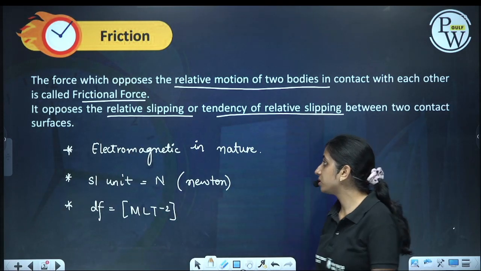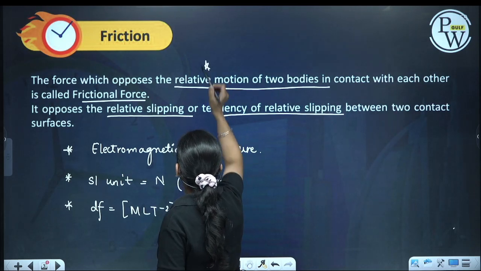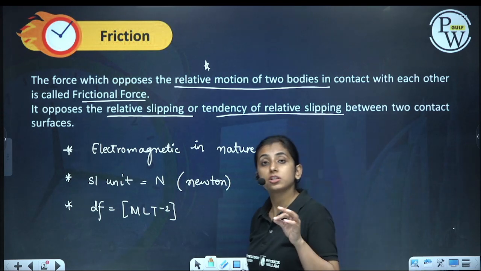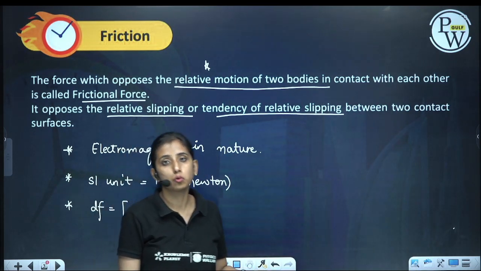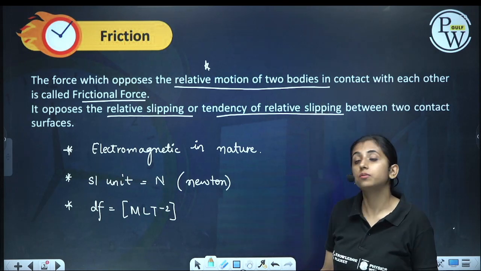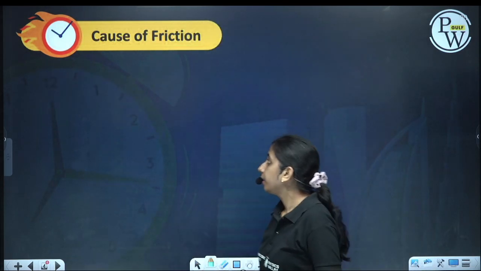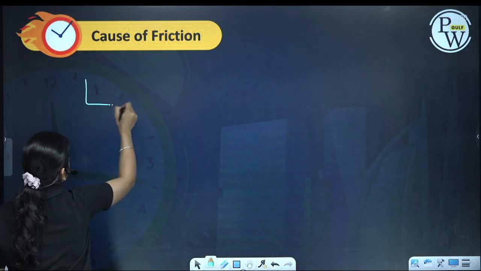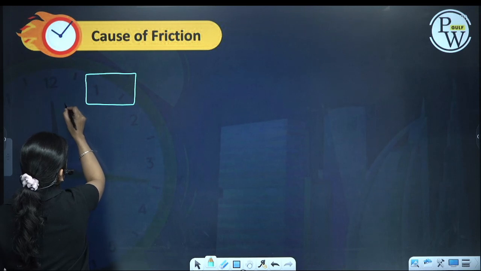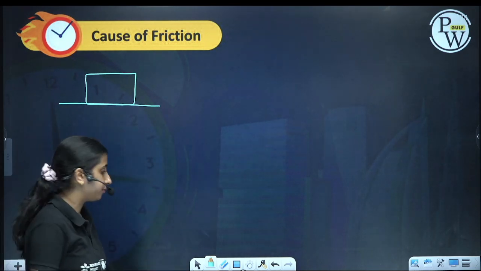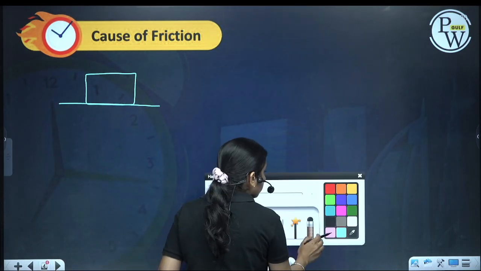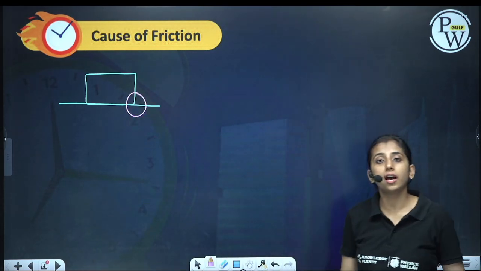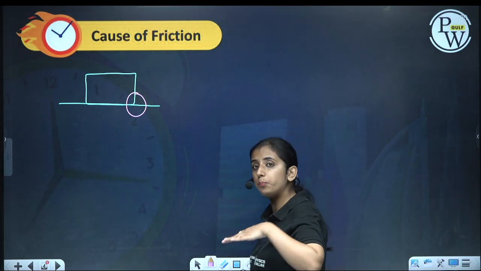What does friction oppose? It opposes the relative motion. This is very important. You must know the difference between opposition to a motion and opposition to relative motion. So friction opposes relative motion. Now, what is the cause of friction? If we have a block like this which is placed on a surface, to us this surface seems to be very smooth.